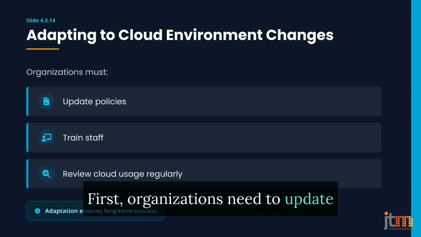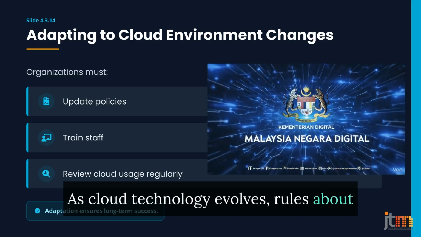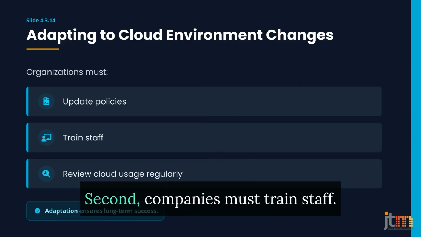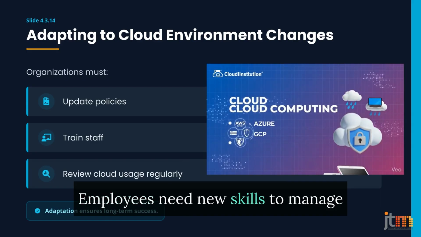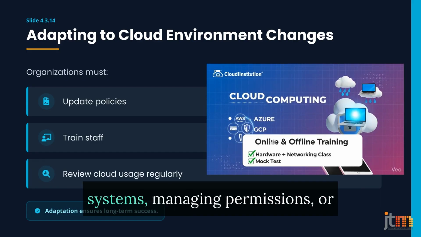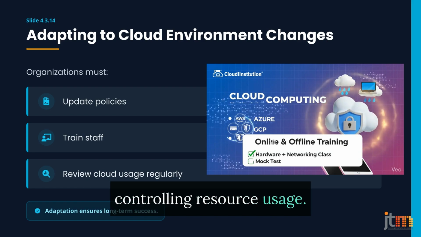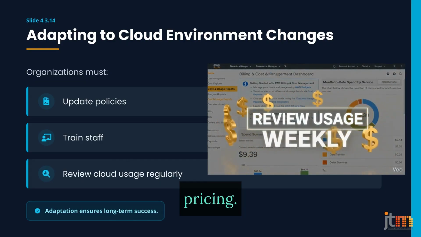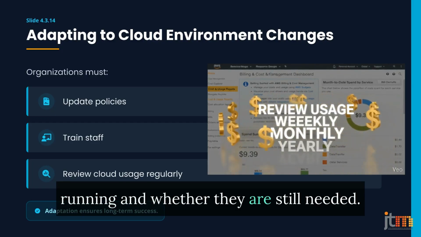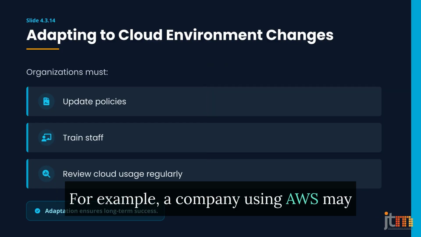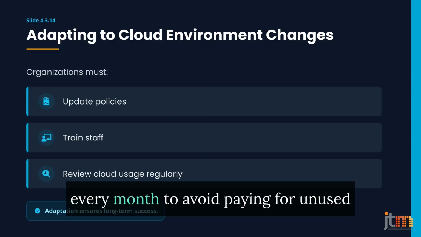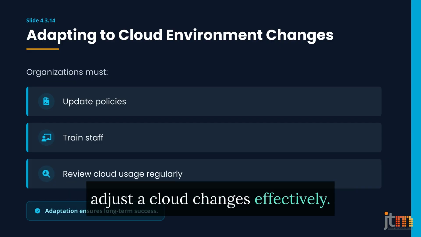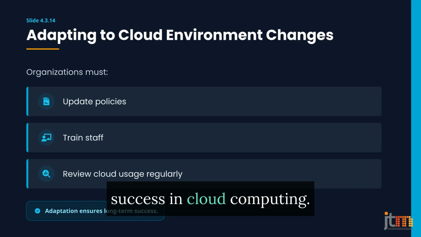First, organizations need to update policies. As cloud technology evolves, rules about data storage, security, and system access must also be updated to stay safe and organized. Second, companies must train staff. Employees need new skills to manage cloud services, such as monitoring cloud systems, managing permissions, or controlling resource usage. Organizations should also review cloud usage regularly. Because cloud services use usage-based pricing, teams need to check which services are running and whether they are still needed. For example, a company using AWS may review its virtual machines and storage every month to avoid paying for unused resources. By doing these steps, organizations can adjust to cloud changes effectively. This is why adaptation ensures long-term success in cloud computing.